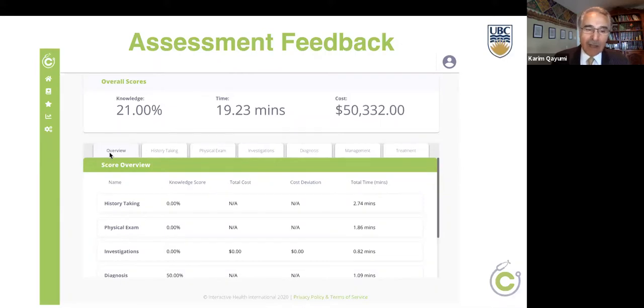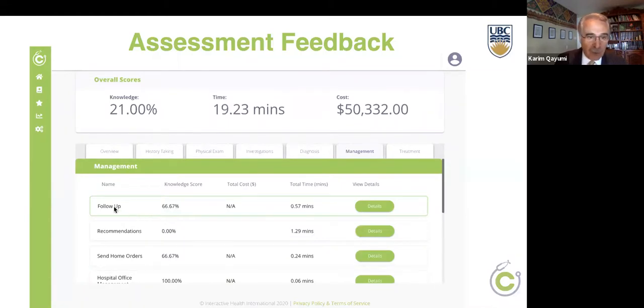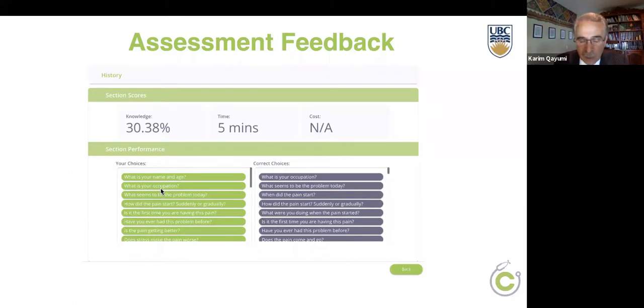And then here you have the categories in the CyberPatient as it was in the chart. You remember overview, history taking, the physical examination, investigation, diagnosis, management, and treatment. When you click on any of these, it will give you an overall score. But if you go to history taking, for example, or follow-up, or in this case management, then you have more precise scores on specific issues related to management, history taking, or physical examination. And then here it says the detail. When you click in here, you get the real detailed feedback, not what your score is, but what was your choice and what's the correct choice, whether it is history, physical examination, or choosing drugs and things like that.